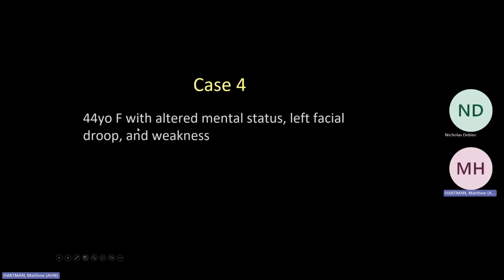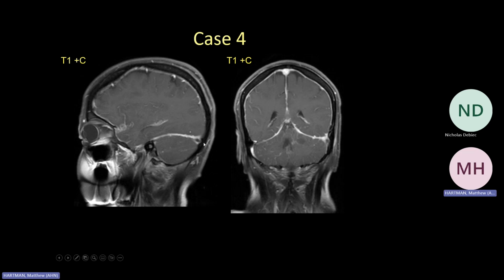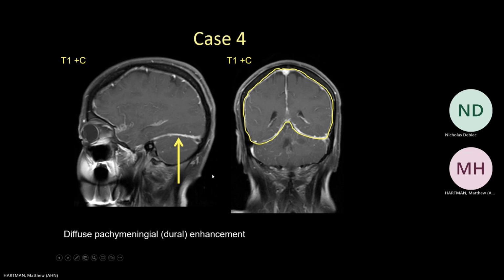Okay, case number 4, 44-year-old, altered mental status, left facial droop, weakness. Okay, this is going to be a T1 with contrast. Our vessels, dura, our falx is lighting up. Our vents are dark. So T1 with contrast. Let's see what we got. This is a tough one.